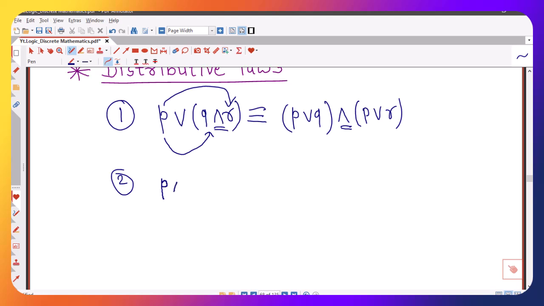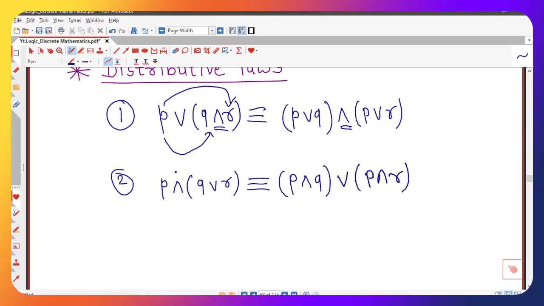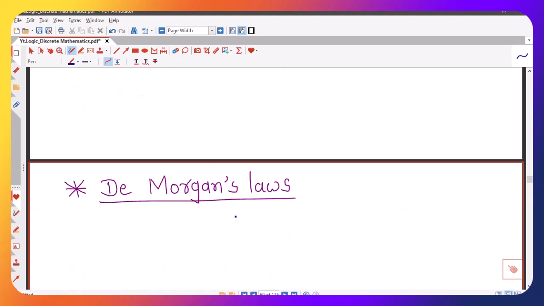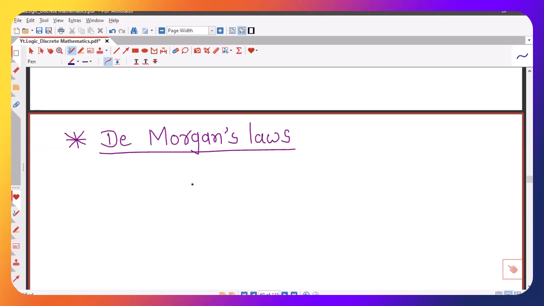Similarly, we can write another distributive law, of conjunction over disjunction. Here I am replacing OR by AND and AND by OR. P and (Q or R) is equivalent to (P and Q) or (P and R). If you see lecture number 9, we have proved one of the two distributive laws. Then we have De Morgan's laws, which we have also proved.